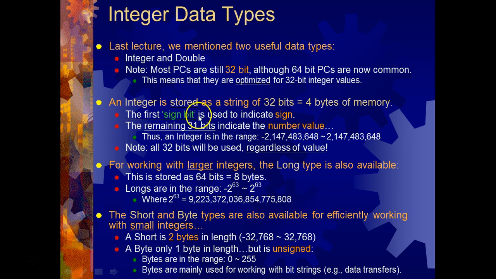So out of the 32, one of them is called the sign bit, and that's used to indicate the sign of the number. So is it a positive number or a negative number? And the remaining 31 bits indicate the number value.